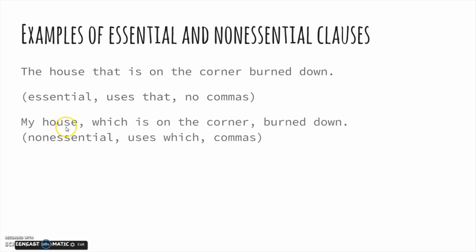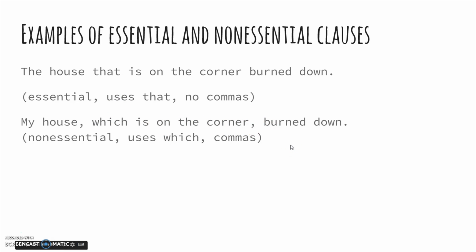However, if I say my house, which is on the corner, burned down, I have almost exactly the same sentence. But notice now if I take out this clause and I say my house burned down, you don't say which house. This is extra information about where my house was. So the two sentences here were my house burned down and my house is on the corner. So if I said my house, which is on the corner, burned down, this is called a non-essential clause because it's not necessary to identify the noun phrase. That's why I used which instead of that, and that's why I put commas around it.